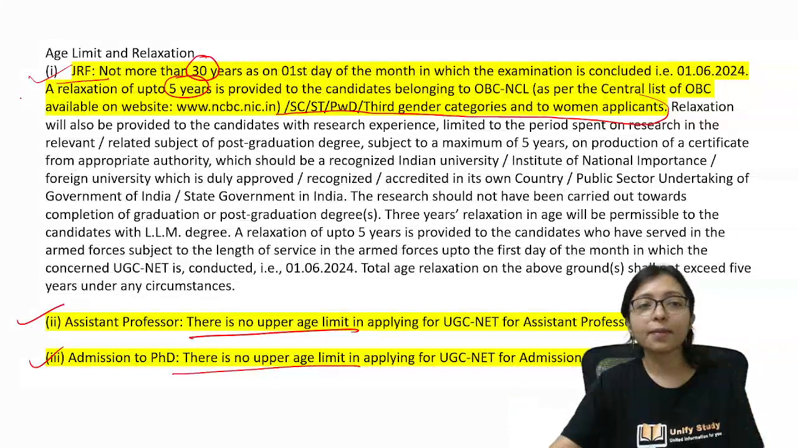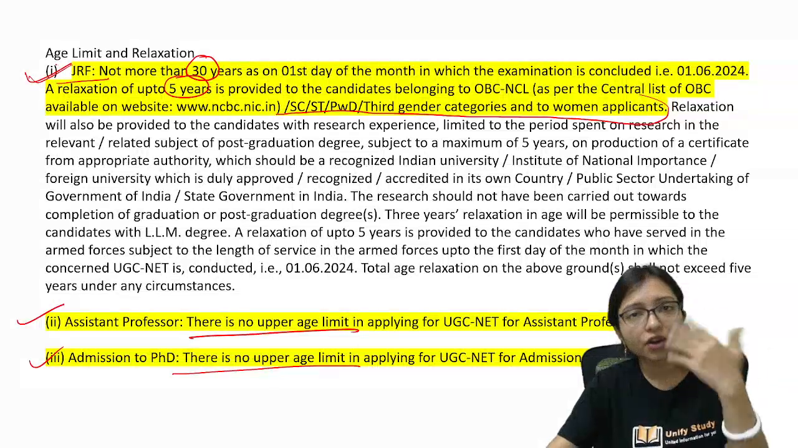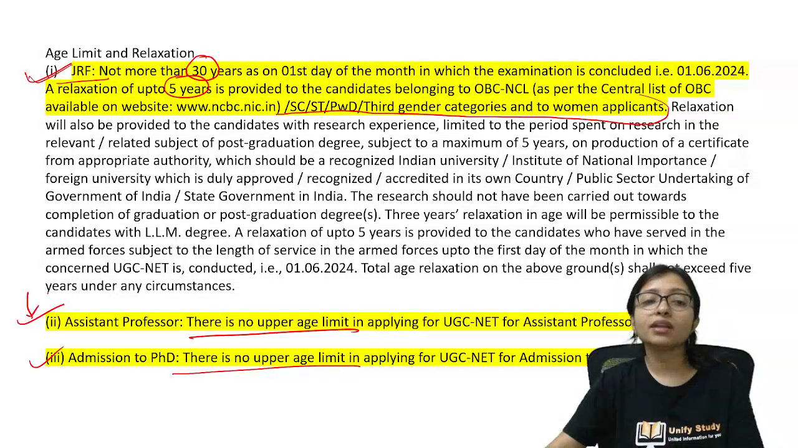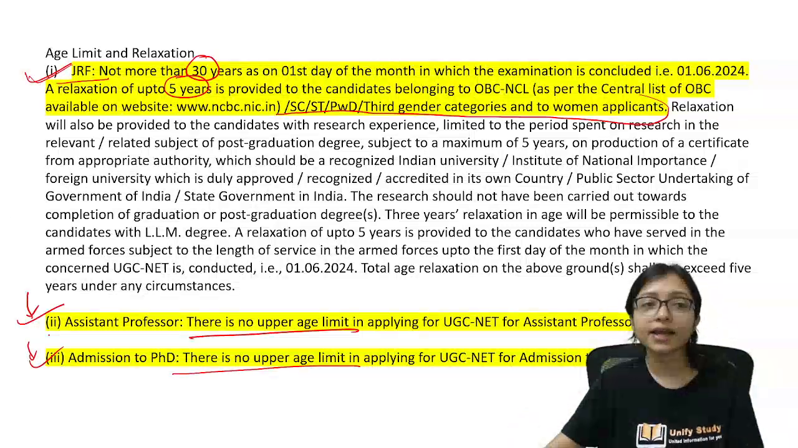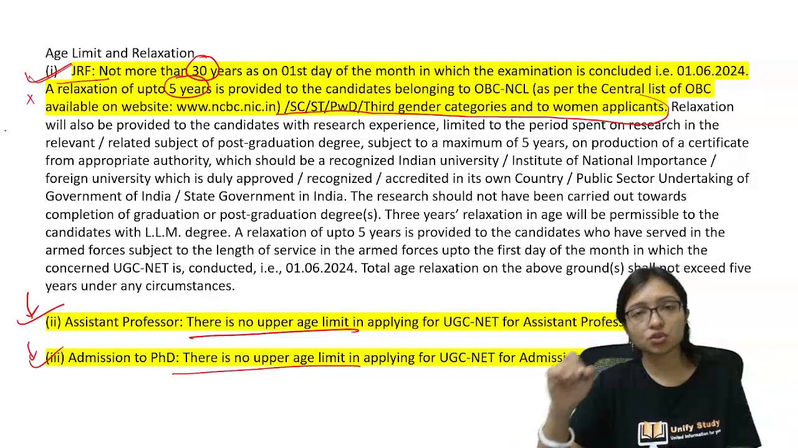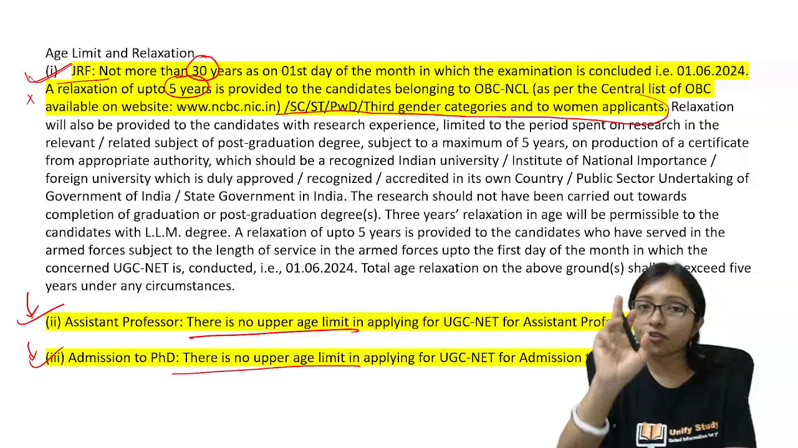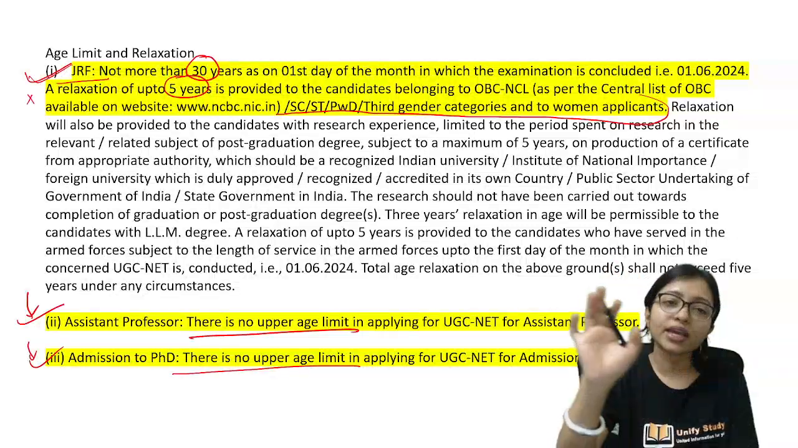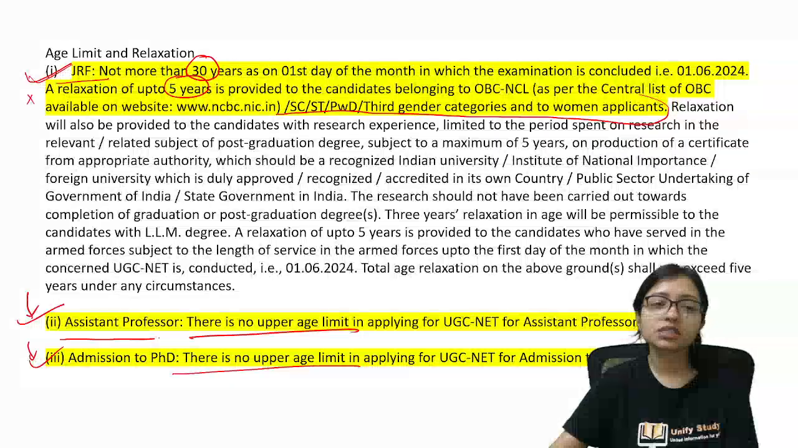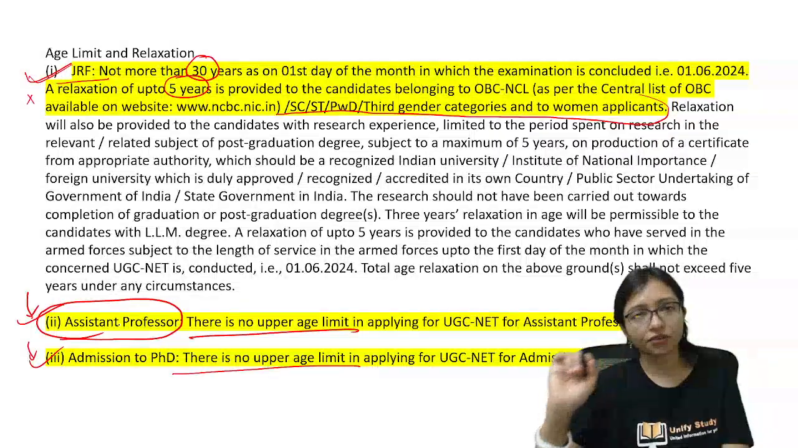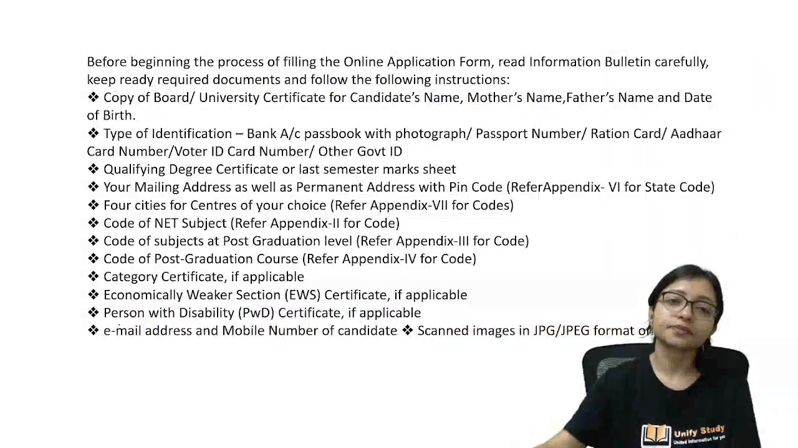So definitely apply for this one, because if you are not eligible, then you will qualify in the second or third category. But if you are not applying, then you will miss this. So definitely apply for the first category if your age allows. If you are over the age limit, then you should apply for the second category, that is assistant professor. This is the first thing.